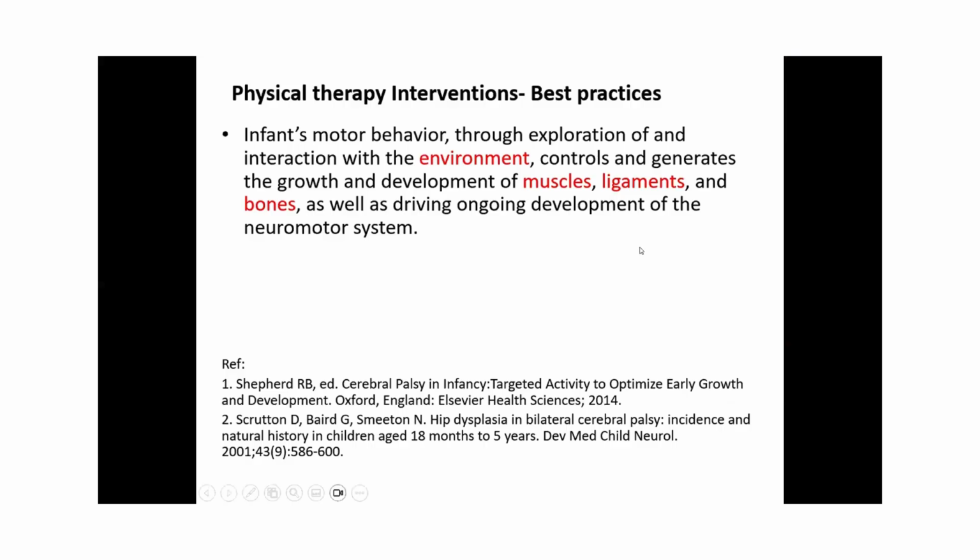So the infant's motor behavior through exploration of and interaction with the environment is very, very important. It is both the human environment and the material environment. It controls and generates the growth and development of muscles, ligaments, and bones, as well as driving ongoing development of the neuromotor system. So the child's brain is learning new activities just by improving the environment and talking to the child, and it also improves the child's musculature, the ligaments, bones, the entire neuromusculoskeletal system. Next slide, please.